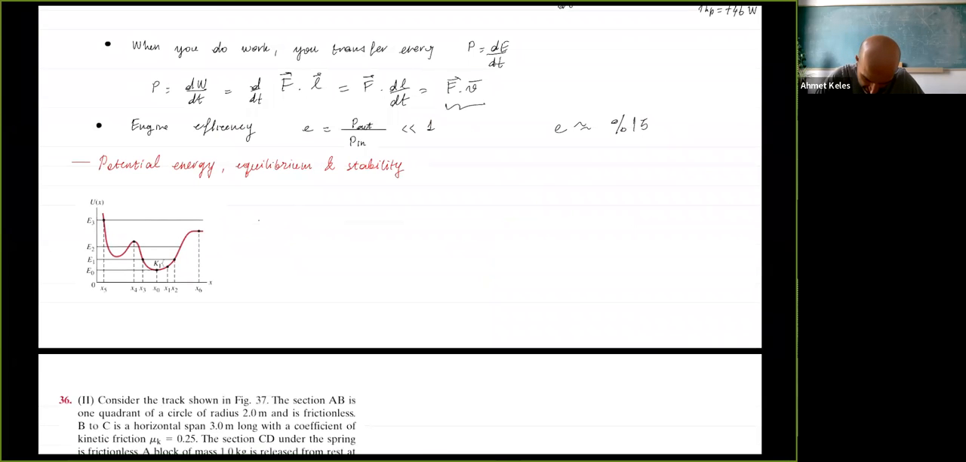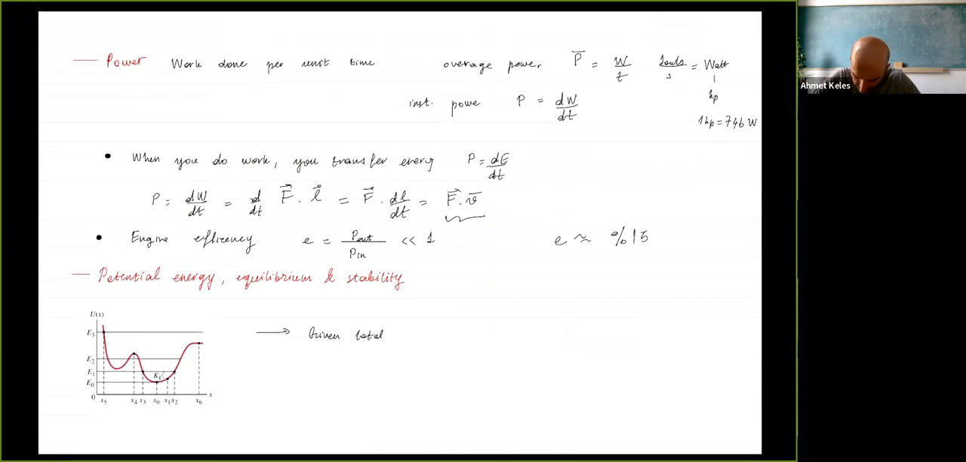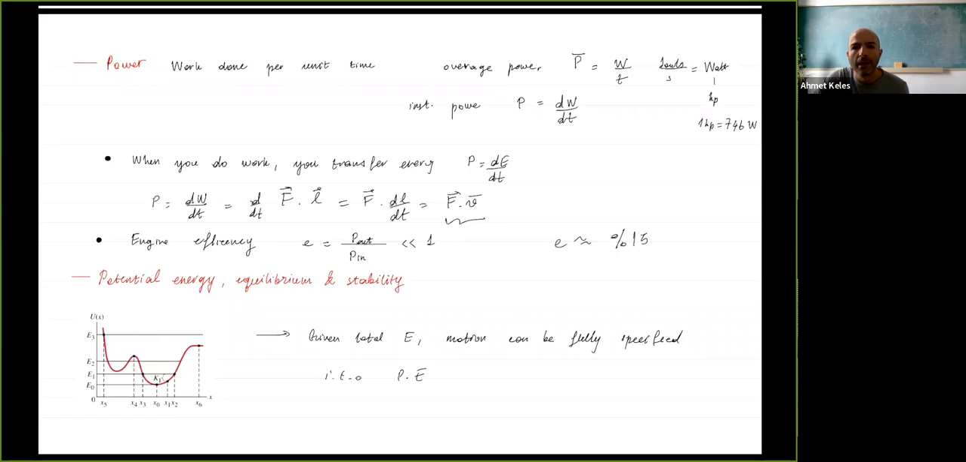Maybe I can write: given total E, motion can be fully specified in terms of potential energy. I think that's all I wanted to say.